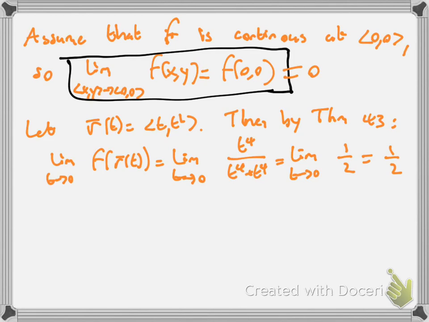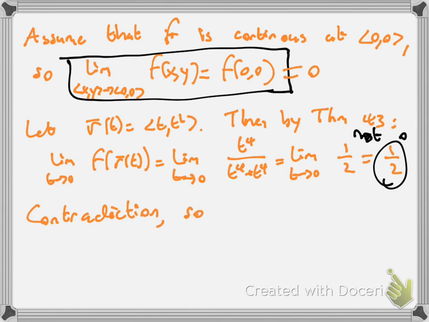Theorem 43 tells me that if the limit is 0, then the limit along every path is 0. But this is not true, because this is not equal to 0. It's not 0, and it should be 0 according to theorem 43. Therefore, we have a contradiction. So something that we assumed must not have been right, and that was that we assumed f was continuous, so therefore f is not continuous at the origin.